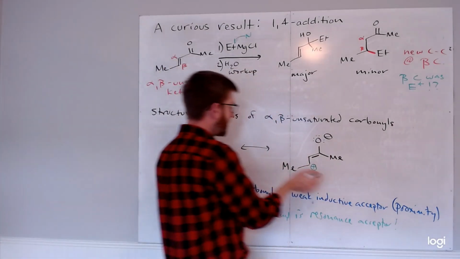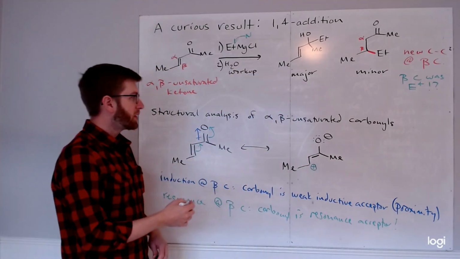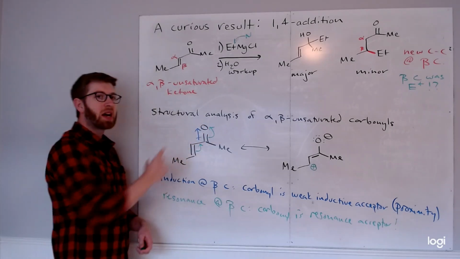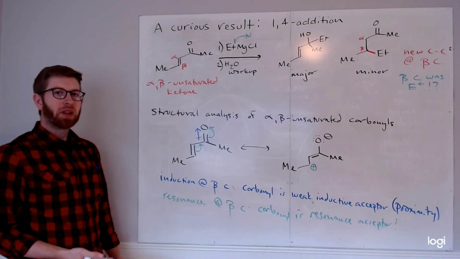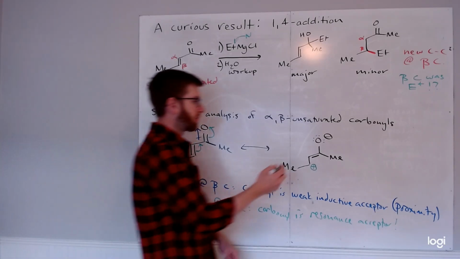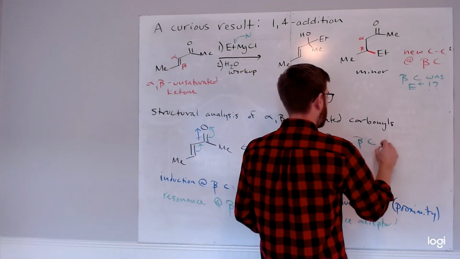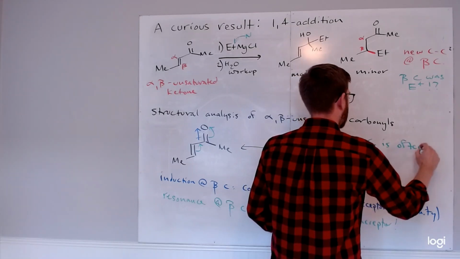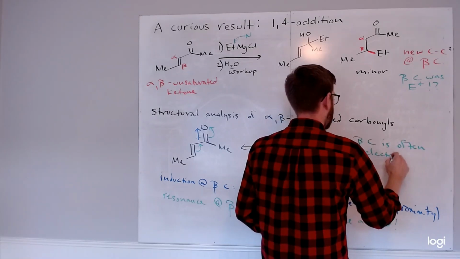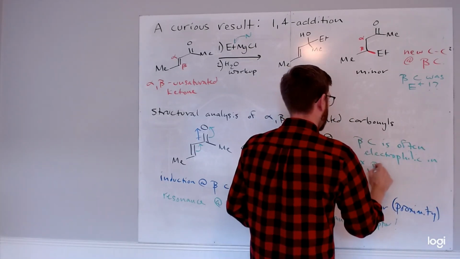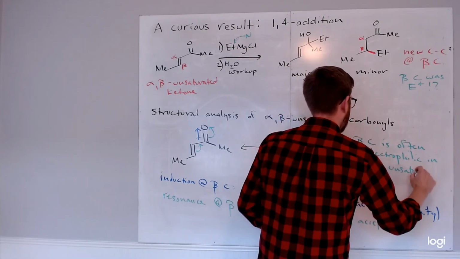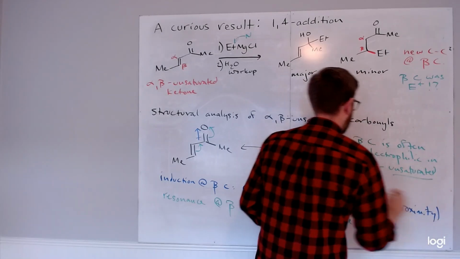So with this resonance analysis, what I can say is that the beta carbon of these alpha beta unsaturated carbonyls is actually quite electrophilic because of this resonance effect. So beta carbon is often electrophilic in alpha beta unsaturated carbonyls.